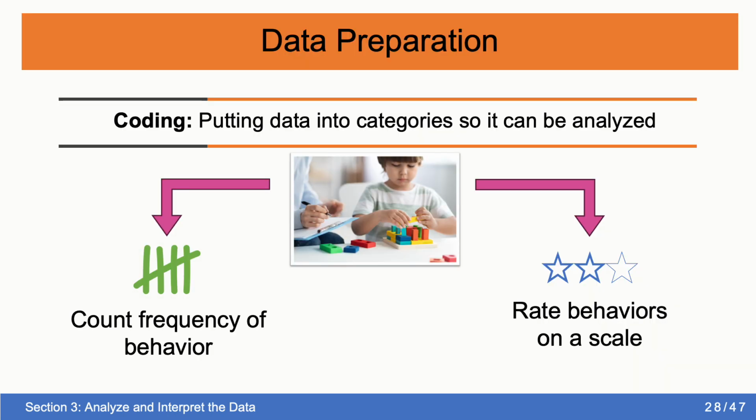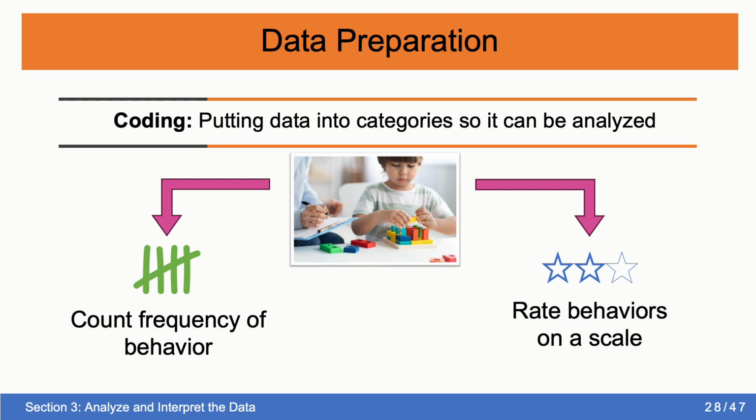Once researchers are done collecting data, they have to prepare it to be analyzed. This usually starts with a process called coding. Coding means putting data into categories so it can be analyzed. In this process, researchers will decide what types of behaviors they are interested in. Then, they will observe the participants and count how often each type of behavior happens, or rate the behaviors on a scale. For example, researchers might count how often a child asks a question.